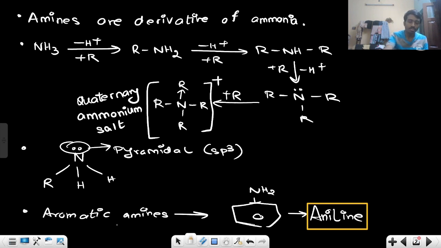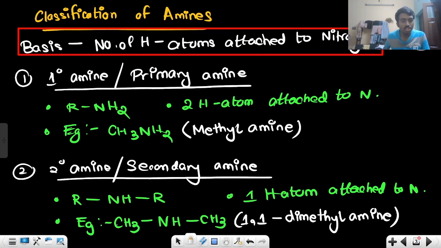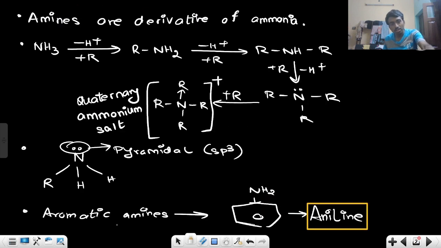Done. Next, classification of amines. This is completely theory based. Nothing to use your brain about. Okay. So I've already written it down before. Okay. Classification of amines. Basis, number of hydrogen atoms attached to nitrogen. So how many hydrogens are attached to nitrogen? On the basis of that, we have classified amines into 3 types. That I have already shown you here. 1 degree amine, 2 degree amine, 3 degree amine.